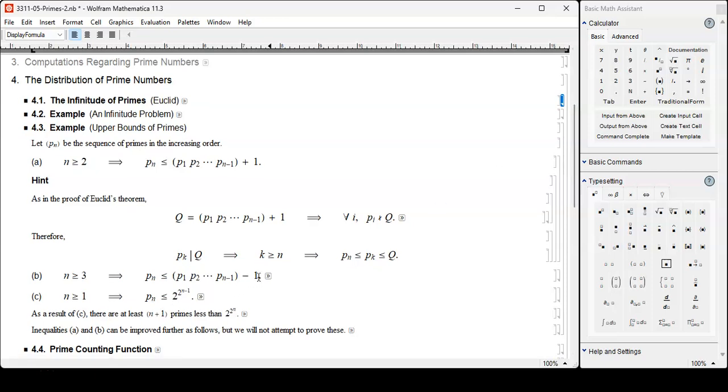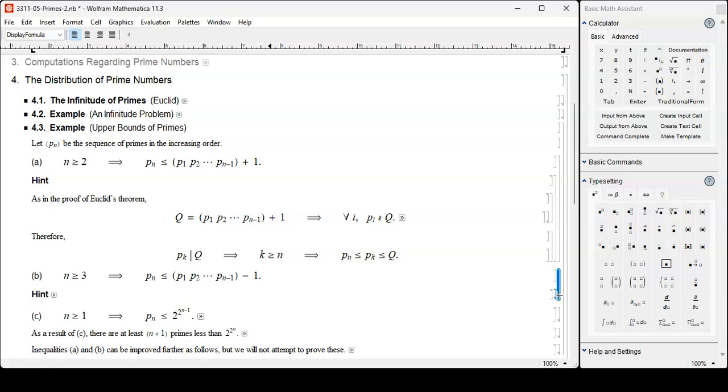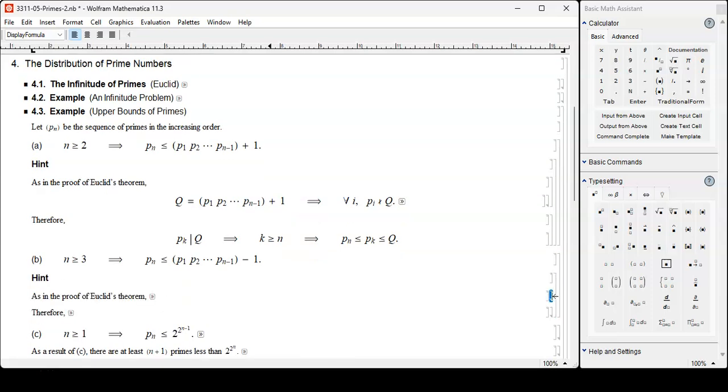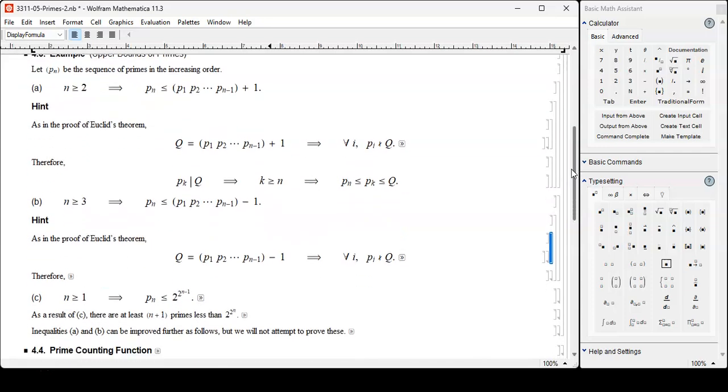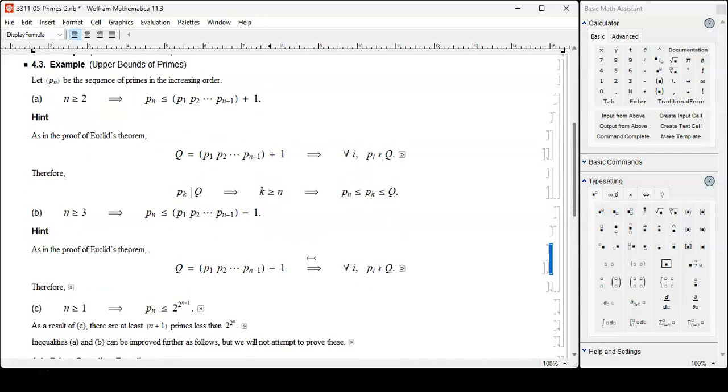This problem. Well, stop the playback and try. Do you get the same thing? Yeah, pretty much the same thing. We can use Euclid's theorem or the same argument as in Euclid's theorem.